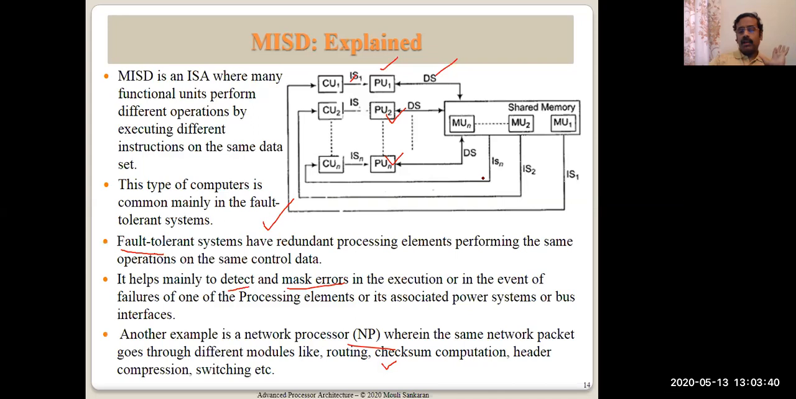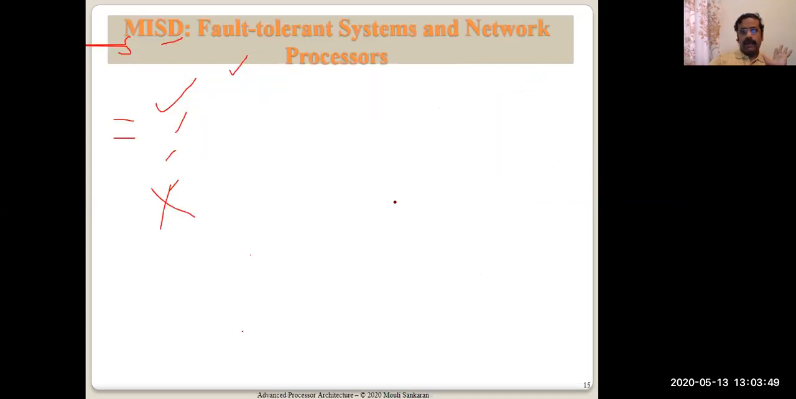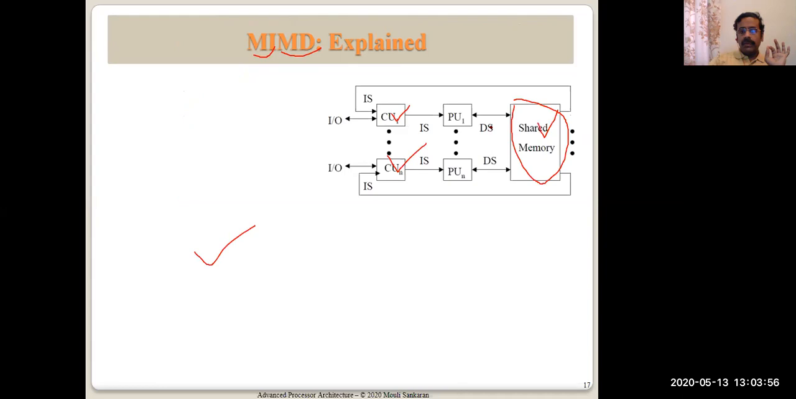We use shared memory here also, wherein different instructions are used and the same data is coming from one place. We use shared memory in the MISD case also. Now let me come to MIMD. Here also we use shared memory. That means we use different DS and different IS here.